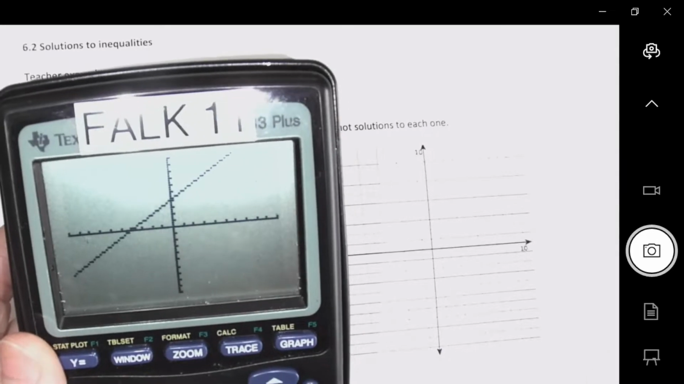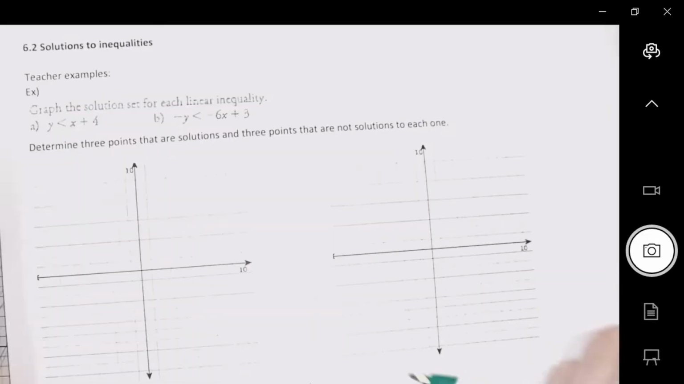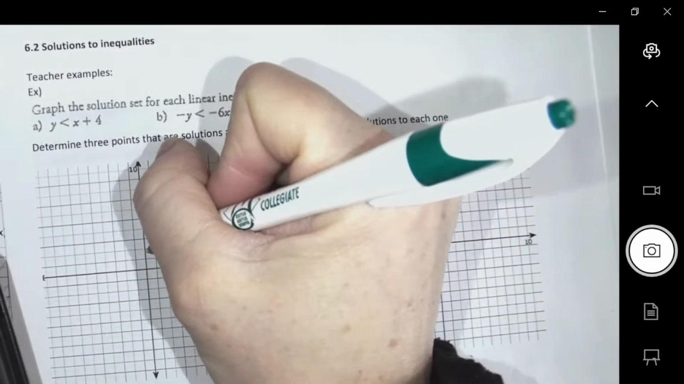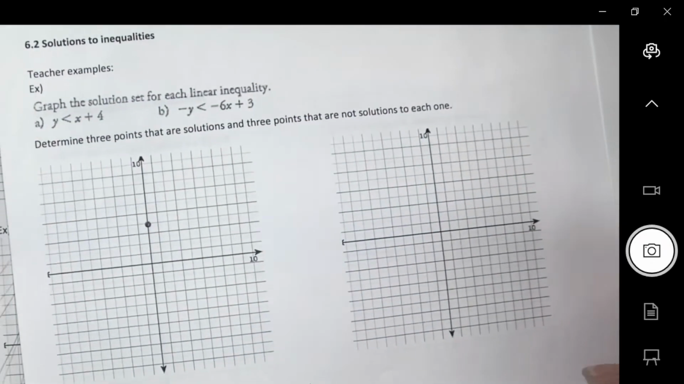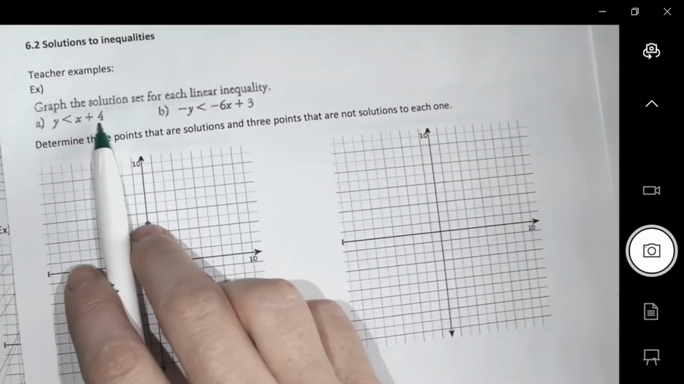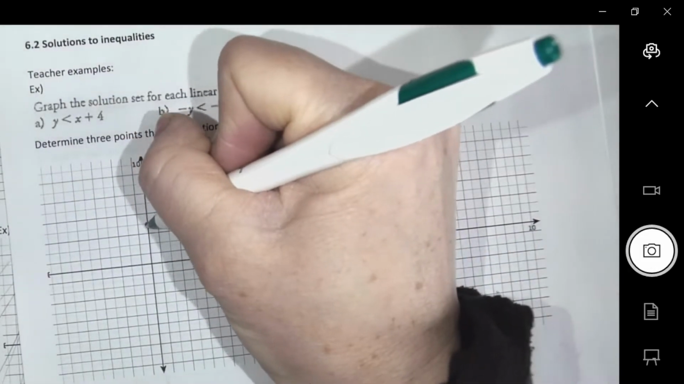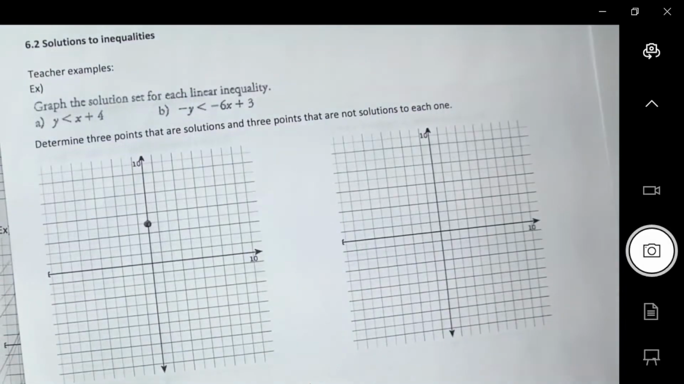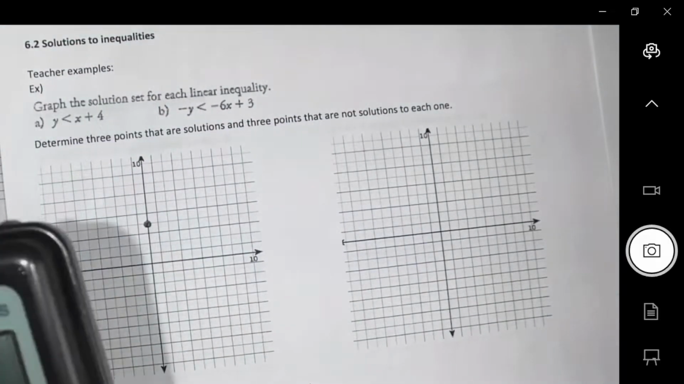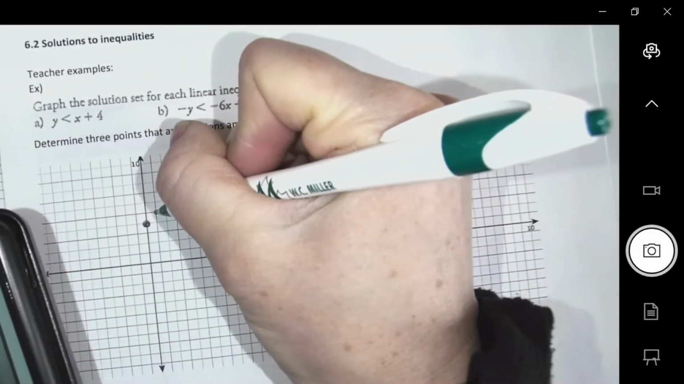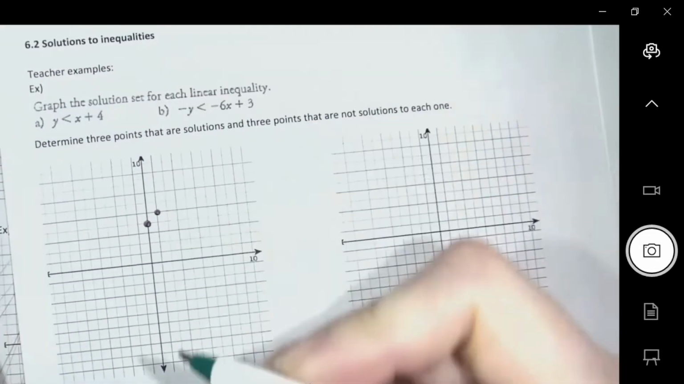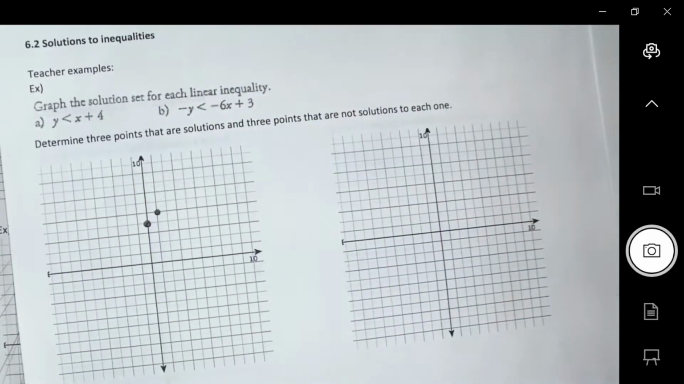Okay, I'm going to get some points. So I'm going to go trace. So 0, 4. Okay, and I can see that already from my equation up there. So there's a point, and I'm going to go 1, 5. So there's 2 points. Okay, it's just going uphill one at a time.